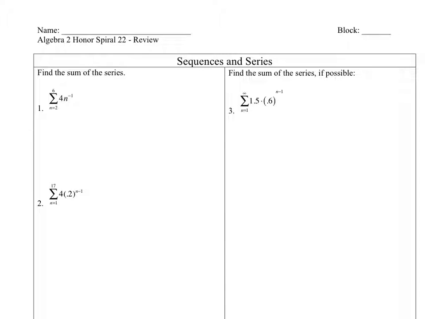We're going to start off with some sequences and series. First thing we've got is the sum of 4n to the negative 1, going from 2 to 6. I don't know any quick rules for a series that's some n to the negative 1, so what I might do is just do this one out.